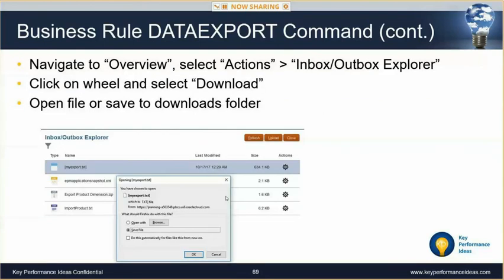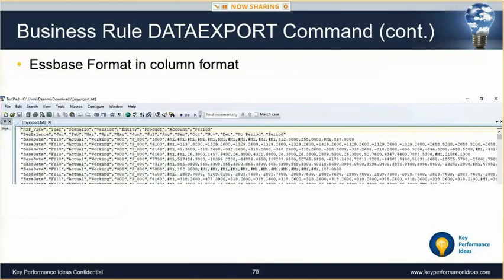Then you would go to Navigate to Overview under Actions in the Inbox/Outbox Explorer. And again, click on the wheel and click Download, and you can download it to your computer. When you're downloading files like this, you can either open it directly or you can save to file. I always save it as a file, so then it's in my Downloads folder. Especially for large files, you're going to want to do that. You're not going to want to open it directly. So for data files, you definitely want to save it.